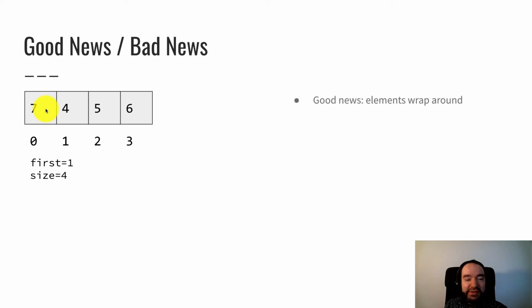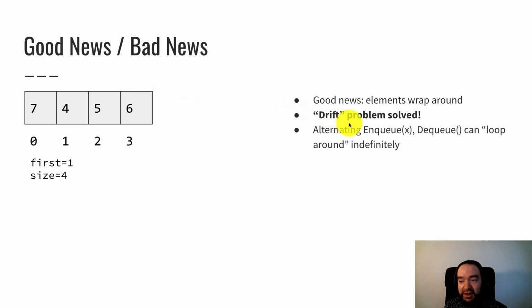So there's some good news and some bad news at this point. The good news is the elements wrap around like we want, so the drift problem is solved. In this scenario, the indices in use drift up higher and higher until we get to the end of the vector at index number 3, and then we wrap around to index number 0 instead of going out of bounds. So that's a good thing. We can alternate NQ, DQ, NQ, DQ, and we'll just keep looping around the same elements of the vector indefinitely. So we've matched the linked list-based queue where NQ, DQ doesn't wear out our vector-based queue.